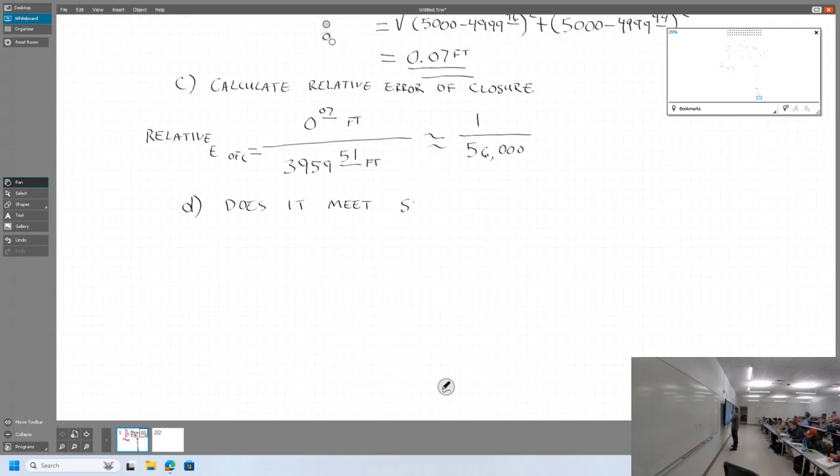Survey closure mesh standards. Does it meet the survey closure standards?